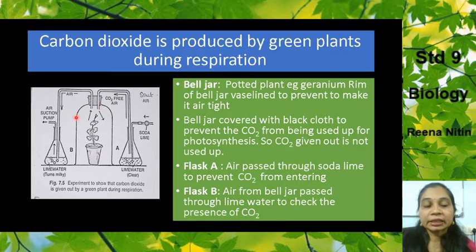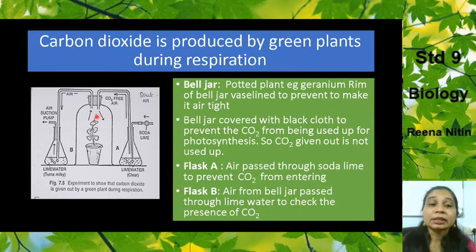Another thing that is done is this bell jar is wrapped with a black cloth, and this experiment is also performed during the night time or in a dark place. The reason for this is the carbon dioxide. The carbon dioxide that is given out during the respiration process will otherwise be used up for photosynthesis, because you know that during photosynthesis carbon dioxide is taken in and oxygen is given out. So they do not want the carbon dioxide to be used up, as that will not help us to prove the experiment.